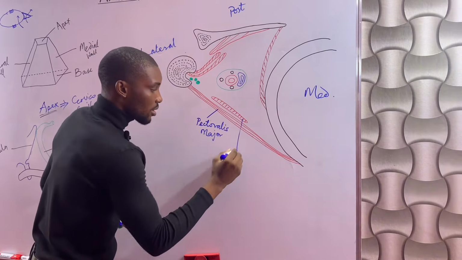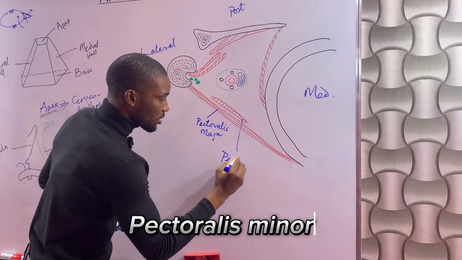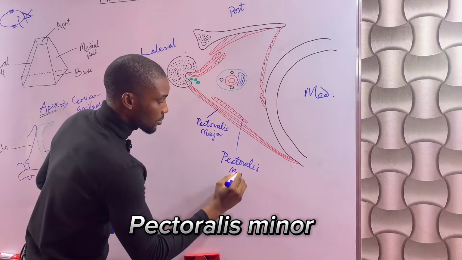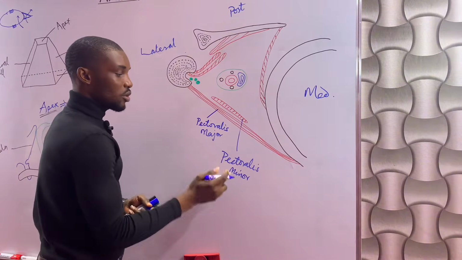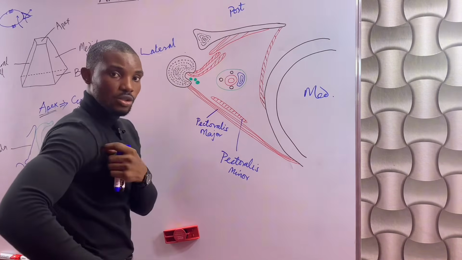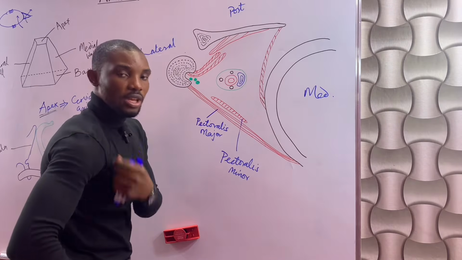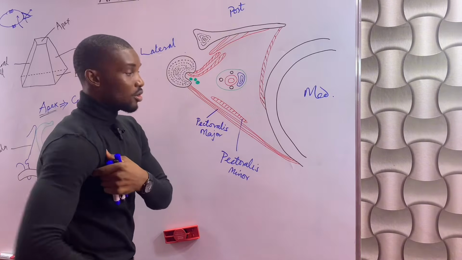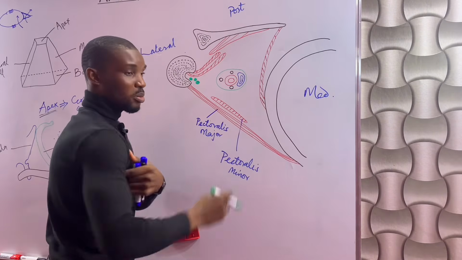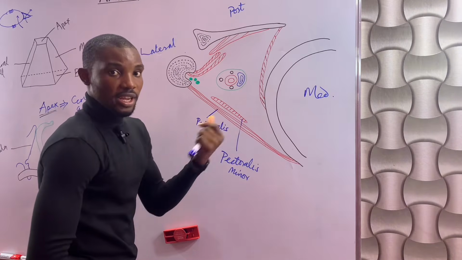This is the pectoralis minor. You can also call this P major, P minor. In reality, there are two planes, right? Two planes, the anterior plane and the posterior plane of the anterior border. So the two muscles, one is anterior, one is posterior, but they are for the anterior border of the axilla.